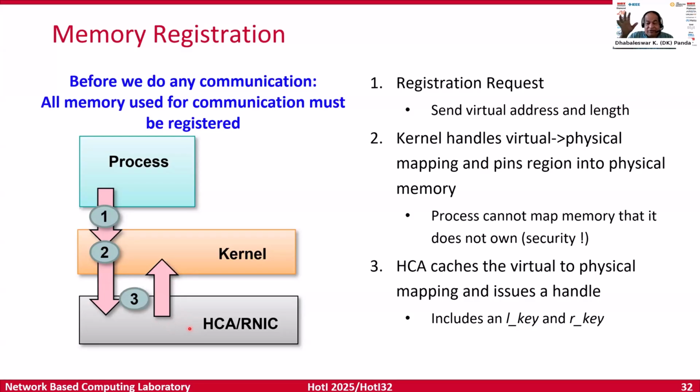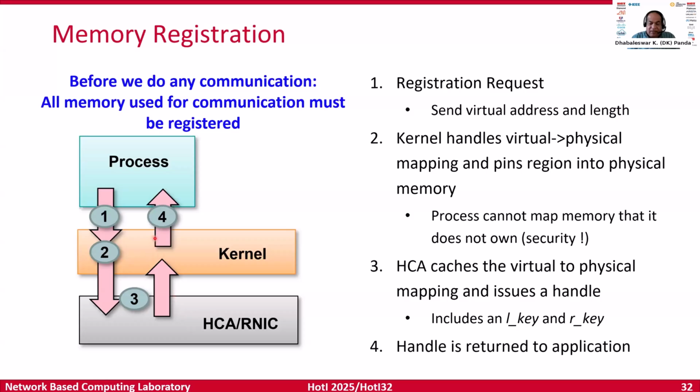Okay, this is very different from our physical cache, the typical CPU memory hierarchy where we have L1 cache, L2 cache, L3 cache. This is not that cache. Within the adapter itself, there is a small amount of memory which is caching this virtual to physical address mapping. And then it issues two kinds of keys. One is called a local key and another is called a remote key. These keys are now given back to the process.